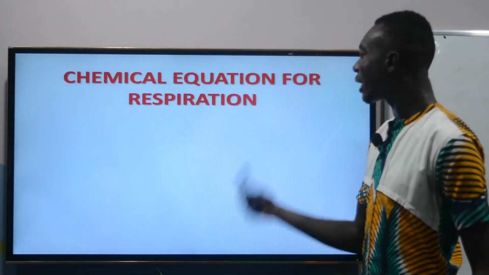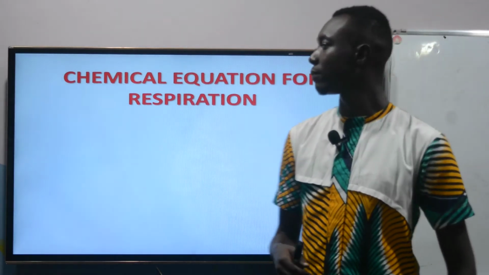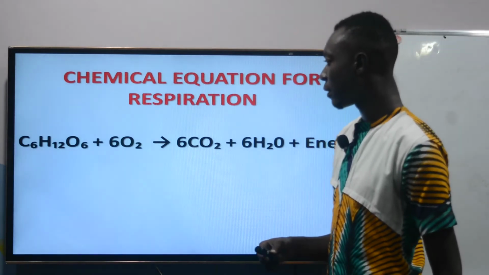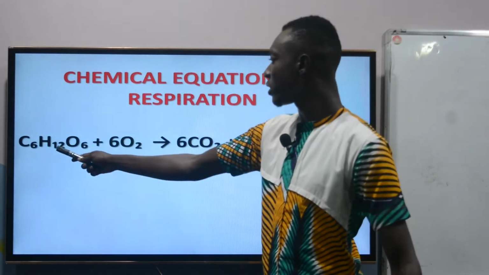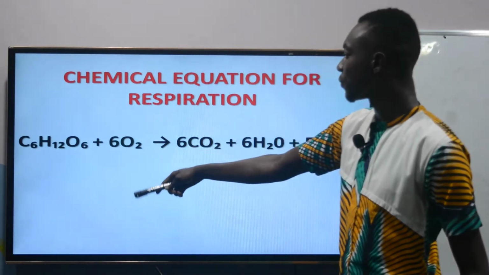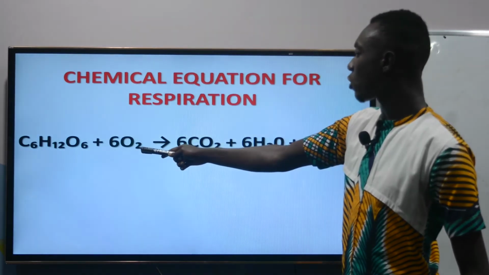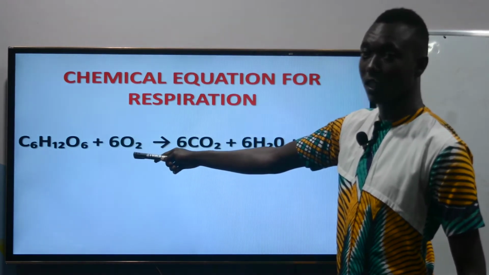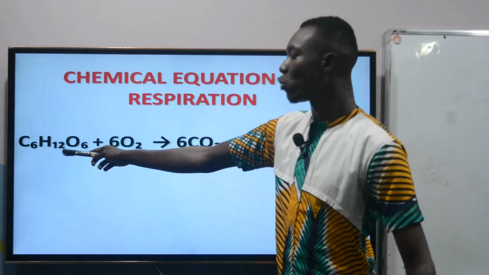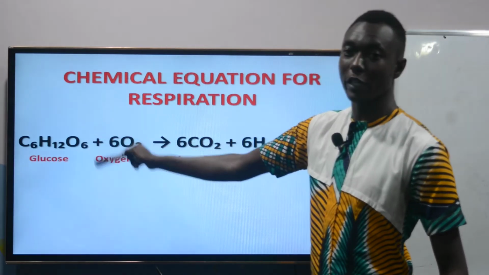Now let us look at the chemical equation for respiration. Here you see C6H12O6 added to 6 atoms of oxygen. O2 means oxygen. Take note of that. C6H12O6 means glucose. These are the materials needed for respiration.